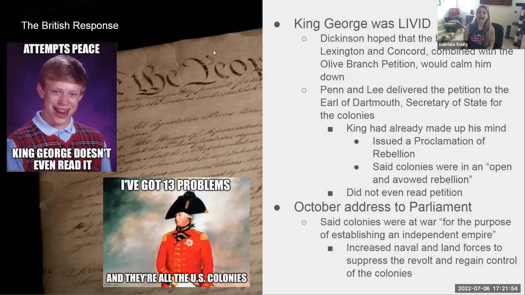And the king had already made up his mind. He didn't even read the petition. Instead, he issues a proclamation of rebellion. He says the colonies are in open and avowed rebellion, which they were not yet, but he says they are. And he goes in front of Parliament in October, because everything takes longer back then, and says the colonies are at war. They're trying to establish an independent empire.